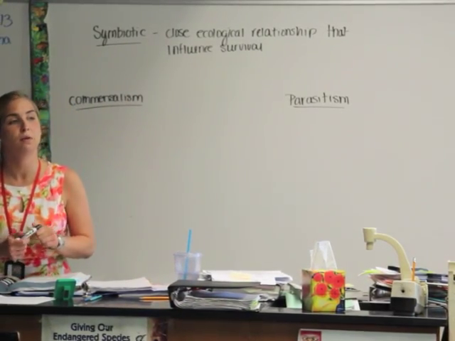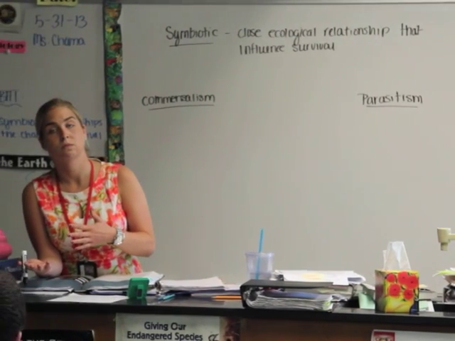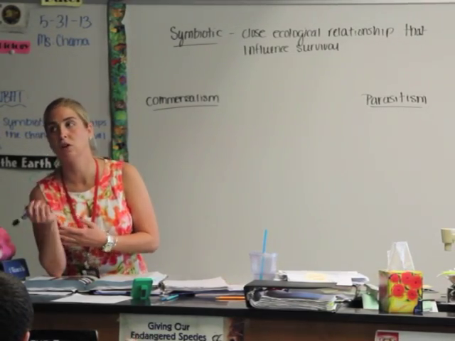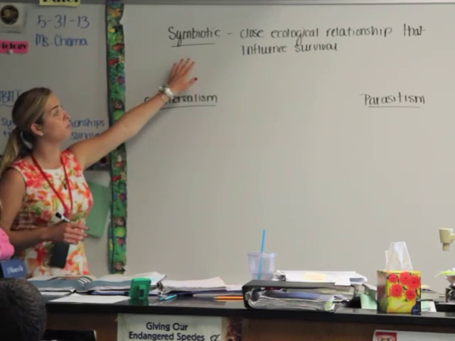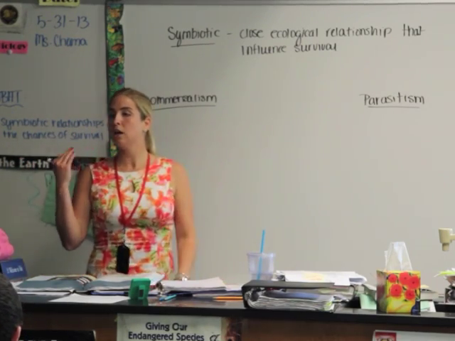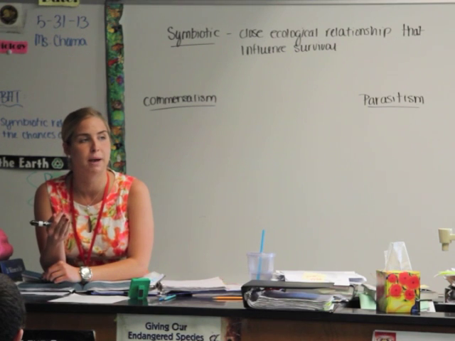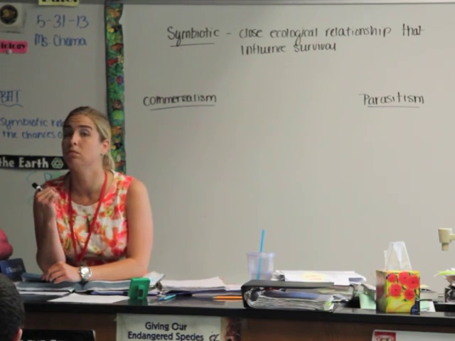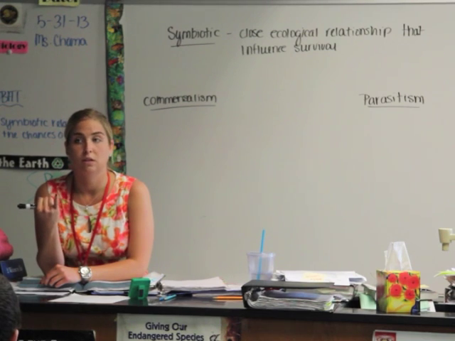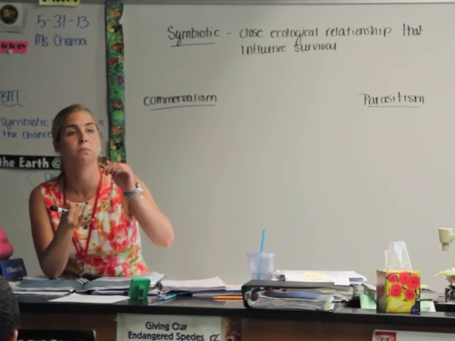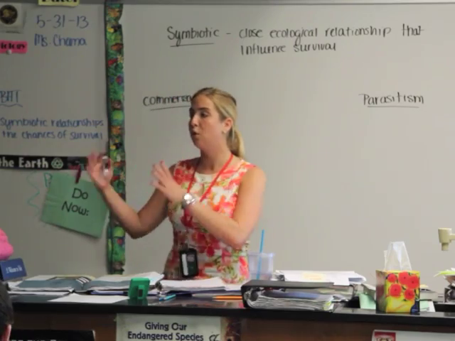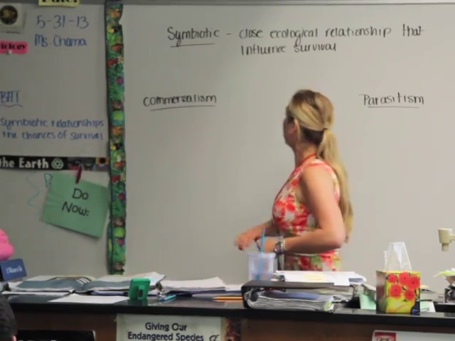So the example of the do now was the shark and the little fish called the remora. So that was mutualism. That was an ecological relationship, a symbiotic relationship. If I said, name the symbiotic relationships that you've learned about, what would you say? You wouldn't say shark. Mutualism, parasitism, and commensalism. Those are the types of symbiotic relationships.